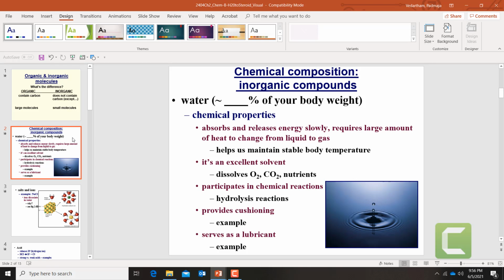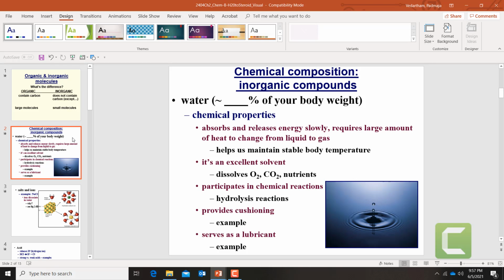It does participate in chemical reactions called hydrolysis reactions. Whenever you have molecules or atoms combining, they release a water molecule. Whenever there is a splitting of a compound, when bigger molecules break down into smaller molecules, they require a water molecule. So that is called a hydrolysis reaction.